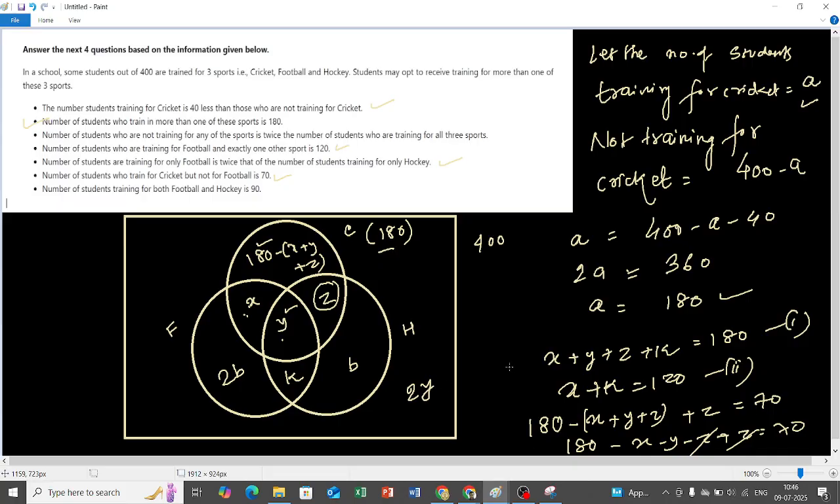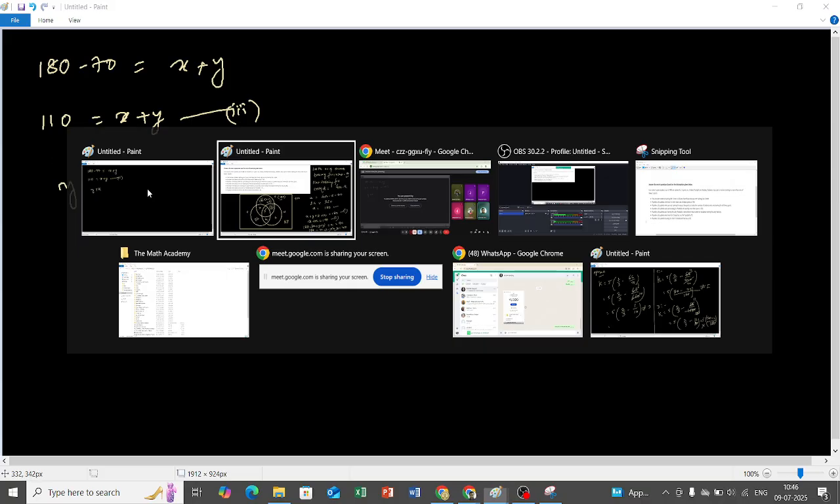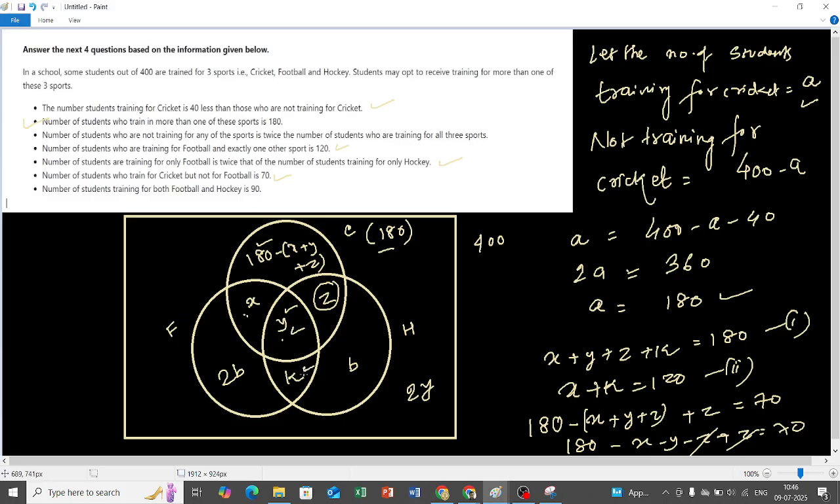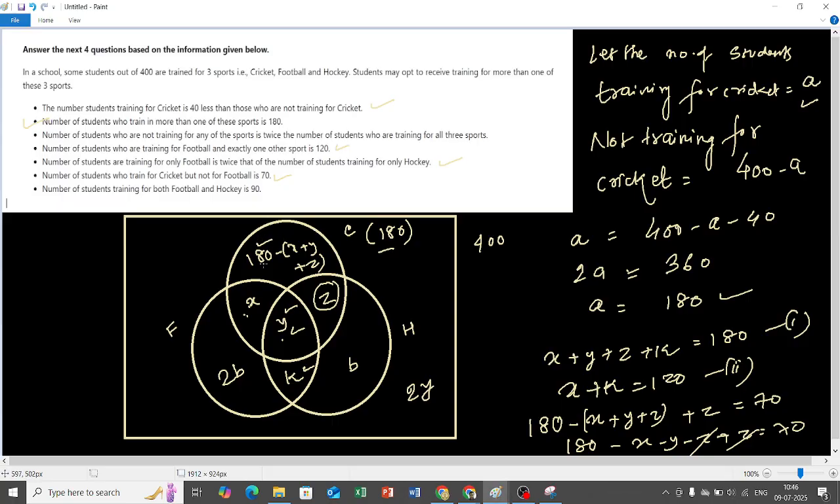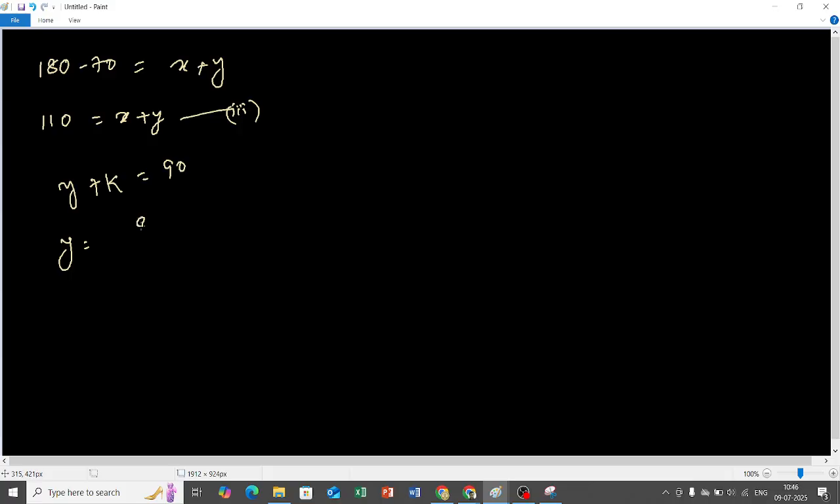Now the number of students training for both football and hockey is 90. So that means y plus k, right? You see this one and this one is going to be 90. That is what is given. Both football and hockey, remember. Now y is 90 minus k.